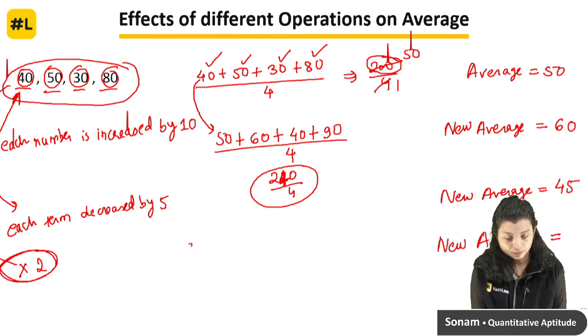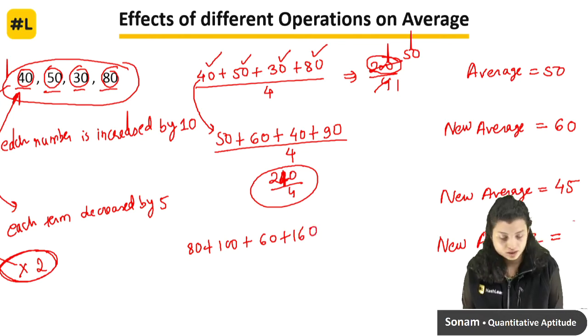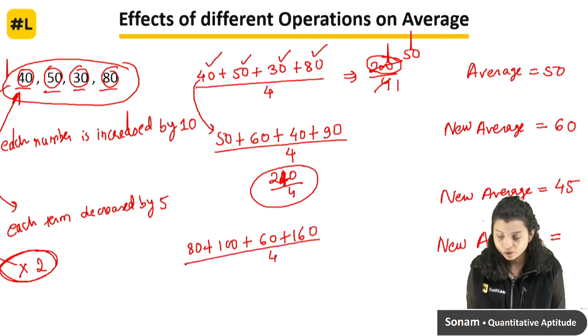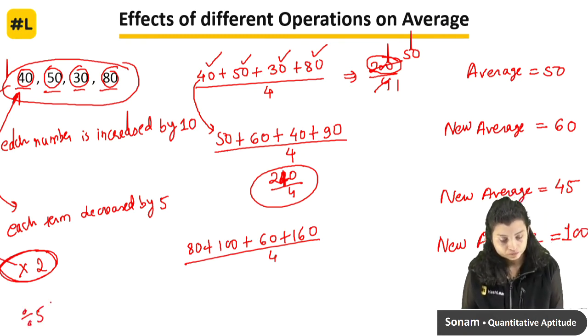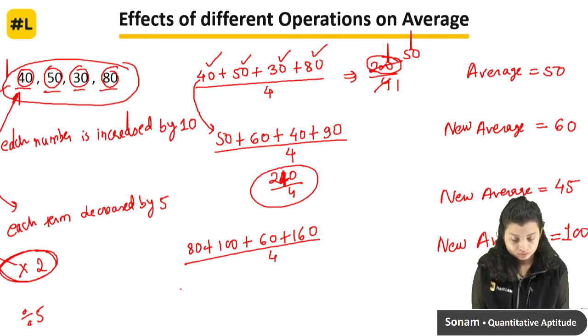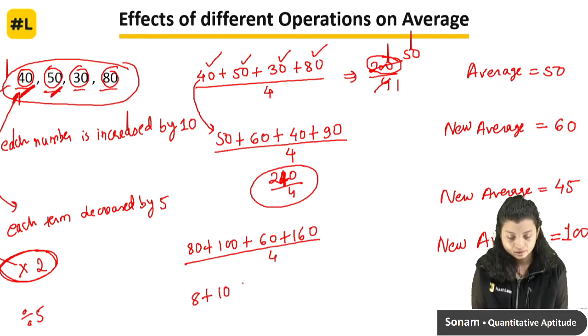So each term will become double. 40 will become 80, 50 will become 100, 60, 160 and so on, right? Your answer is correct. So if I divide it by 4, I will get 100 over here. And if I divide each term by 5, so if I divide 40 by 5, I will get 8. If I divide 50 by 5, I will get 10 and so on.